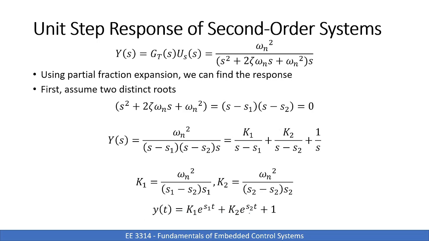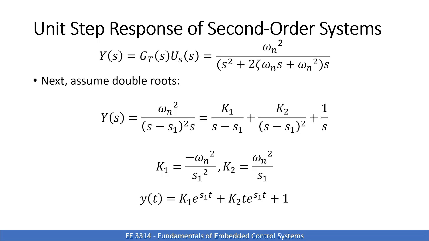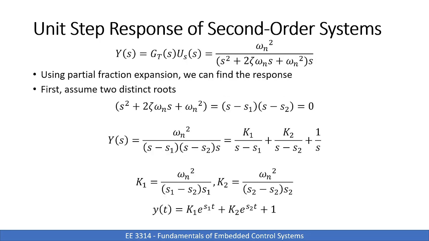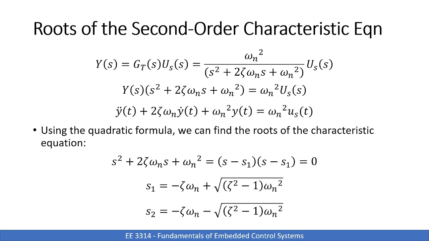Okay, so that was two distinct roots. Now let's look at the case where we have double roots. That's where we have s minus s1 squared. If you do that math, you can also get a similar transient response, y of t. But you can see here the output looks a little bit different. We have this t function here. So this would actually be the solution to that differential equation, assuming we have double roots. So you kind of have to account for both: two different roots, and double roots.